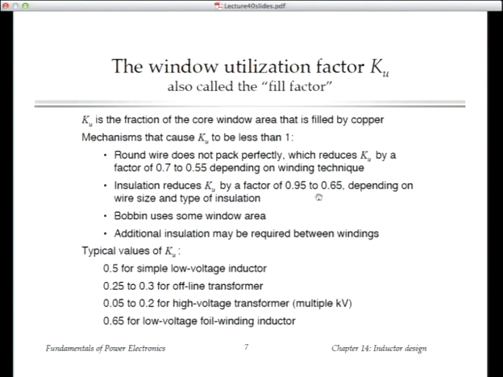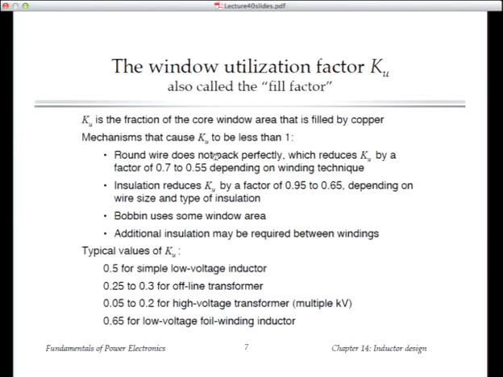On the other hand, with higher voltage insulation, it's thicker, and then KU gets reduced by more, maybe 0.65 instead of 0.95. Then we have a bobbin that goes in the window area, and the bobbin takes some space and uses up some of the area. And we may have to put tape or more insulation between windings if we have some high voltage breakdown requirement. So there's all this stuff we put in the window that uses up window.